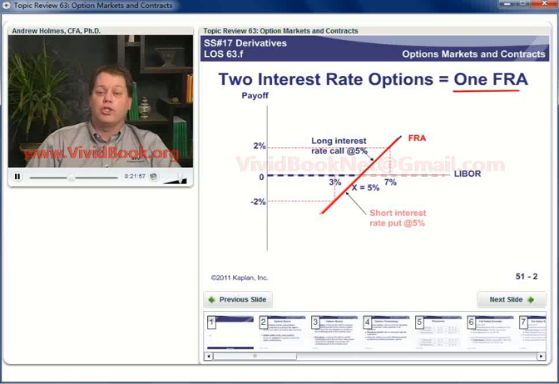Now, why would we want to do that? It doesn't really tell you in the level 1 curriculum, but what we're going to see is that we use replication to price a lot of these securities. So if we didn't know how to price an FRA, but we did know how to price these 2 interest rate options, then we would be able to work from the two option portfolio to the price of the FRA.